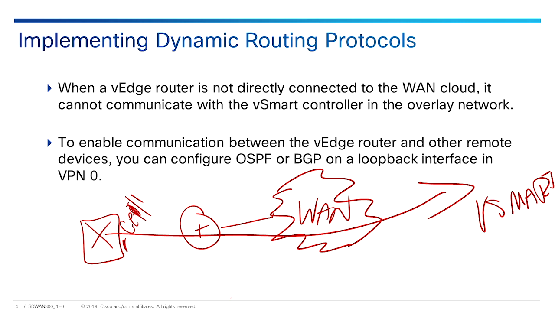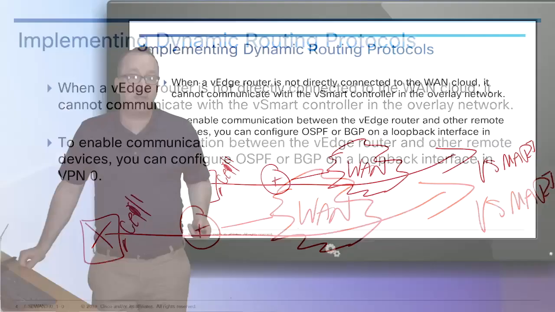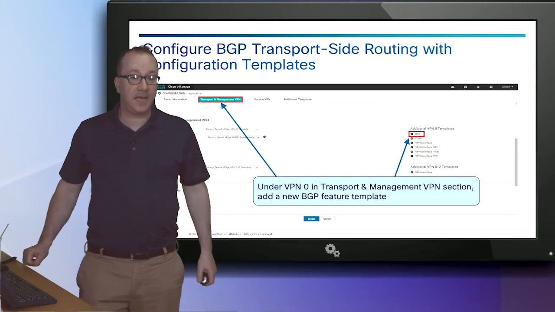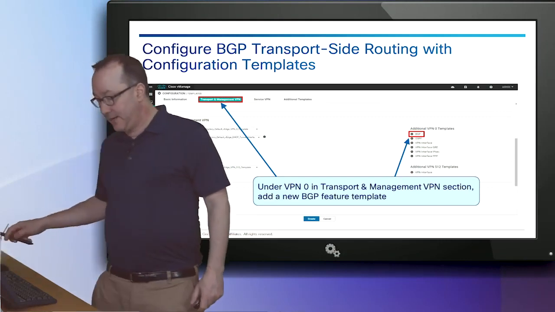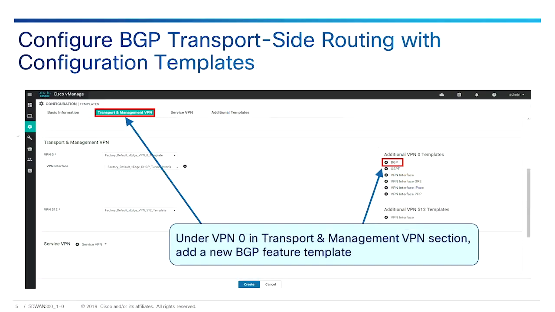But we won't connect a DTLS tunnel to that interface. Instead, we would actually be connecting the IPsec tunnel, okay? So let's configure a loopback interface, physical interface, and that routing protocol under VPN 0. So under VPN 0, we're going to go to configure, then feature templates, and then under VPN 0, we're actually going to add BGP.